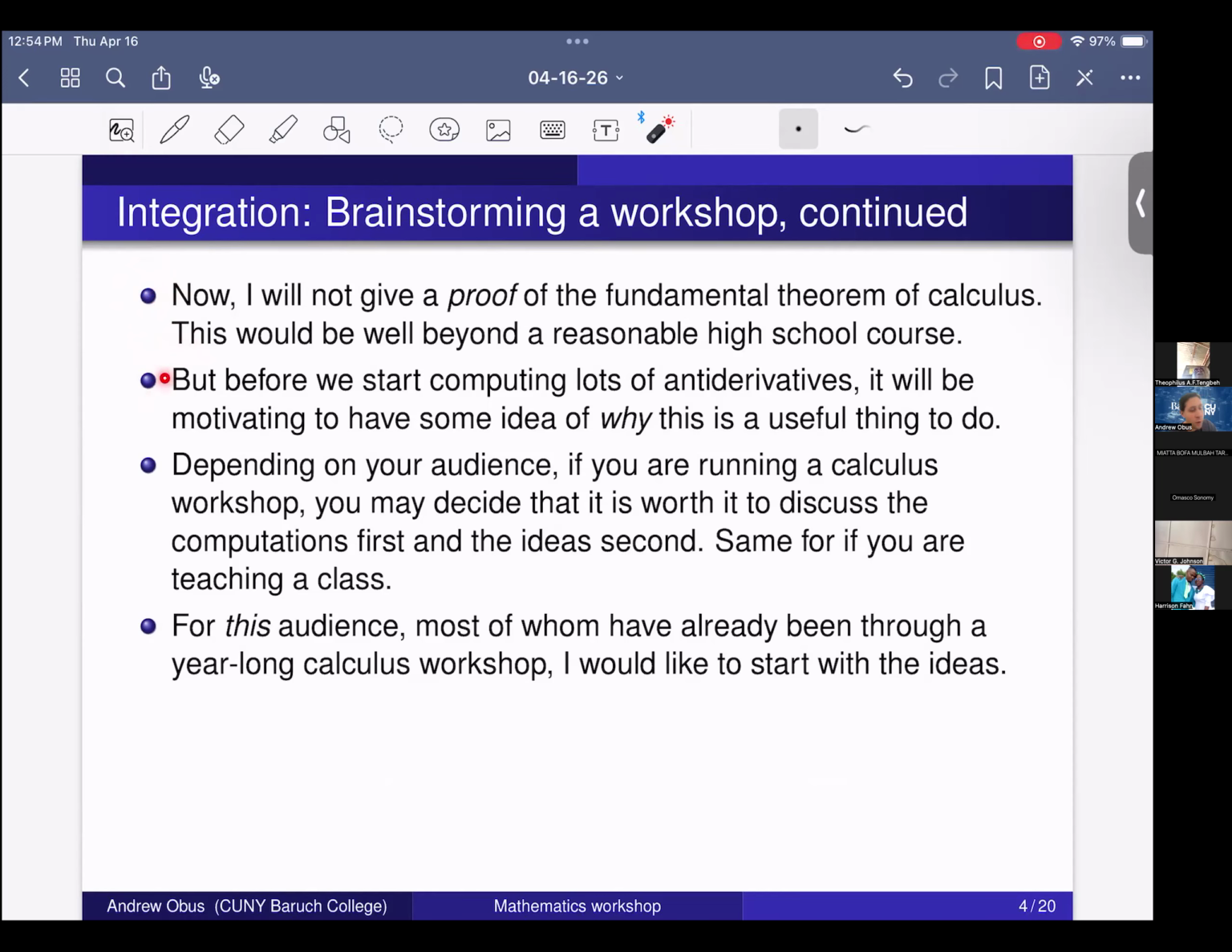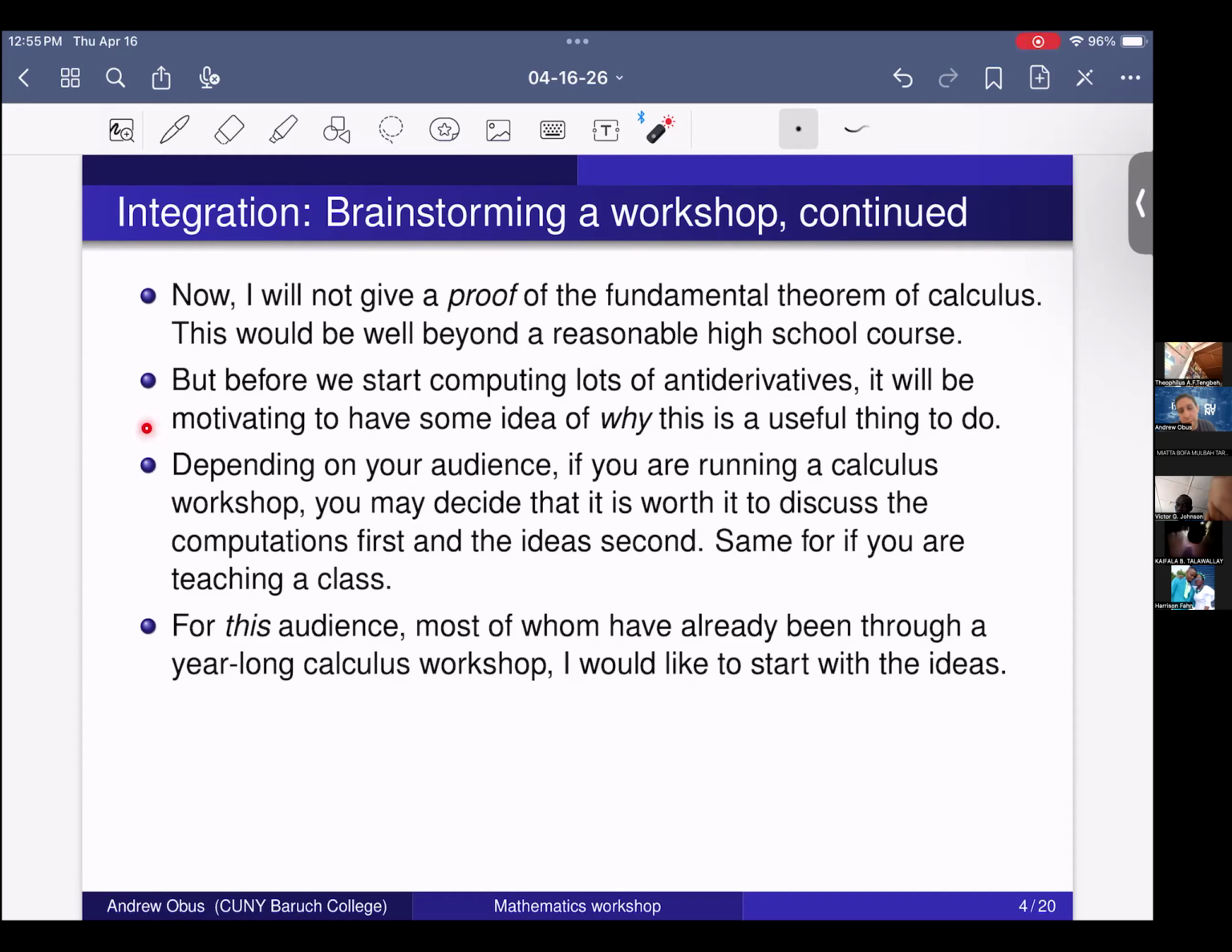But if you look at the textbook, it just starts computing lots of antiderivatives. And it's like, well, we already know why it's useful to compute a derivative. A derivative is useful because it tells us a slope of a tangent line, it tells us a rate of change, it tells us lots of things in physics. It tells us, if you remember from last year, how to do optimization problems, how to maximize and minimize things. So before we just start saying, okay, let's compute loads of antiderivatives, it's good to have some sense of why this could be a useful thing.